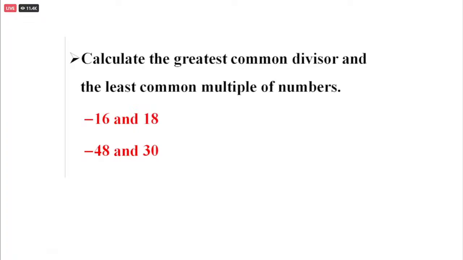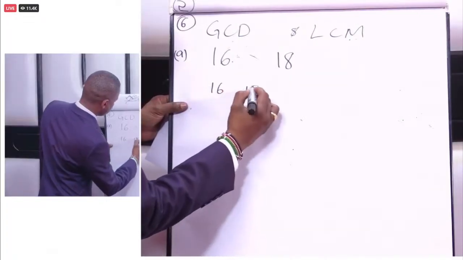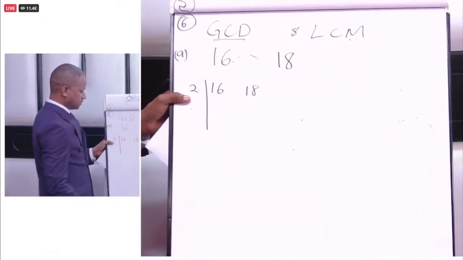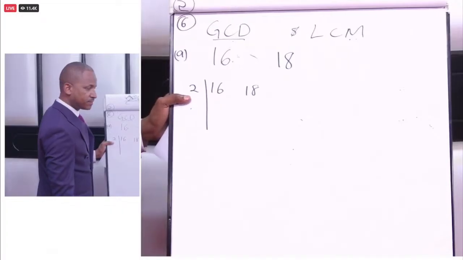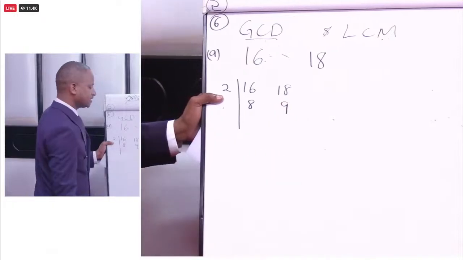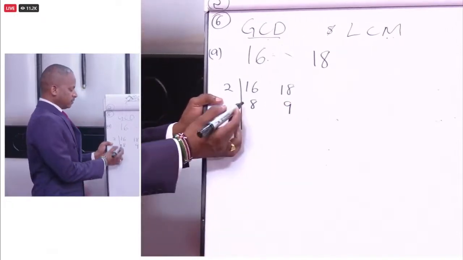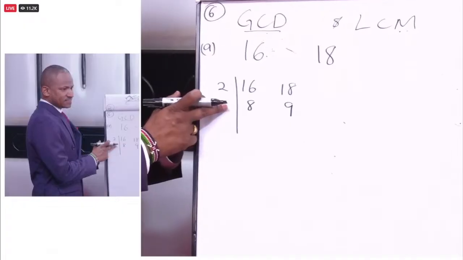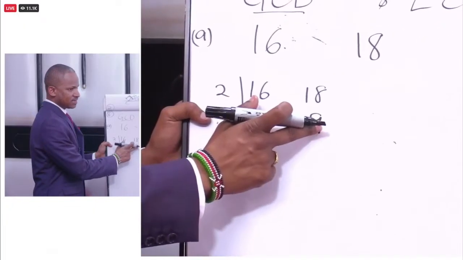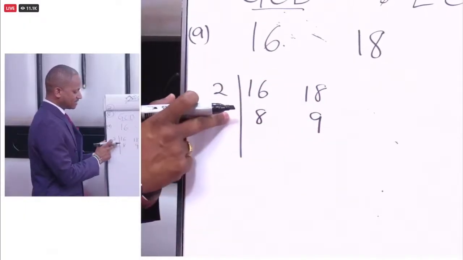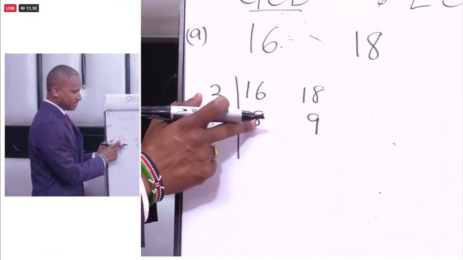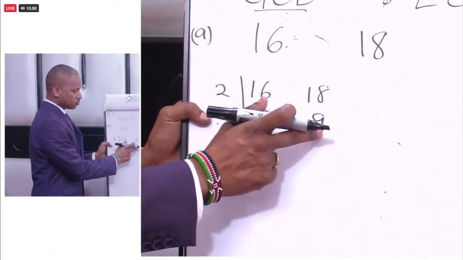So for 16 and 18 it is simple. You write 16, 18. Let's start with the GCD. You use prime factors. 2 goes into 16 8 times. 2 goes into 18 9 times. Now, if you get another factor here, which is 2, it goes into 8, yes, but it goes into 9 with a remainder 1. If you get 3, 3 goes into 8 2 times, which is 6, remainder 2. So there's a remainder for 3, but it goes into 9 3 times.